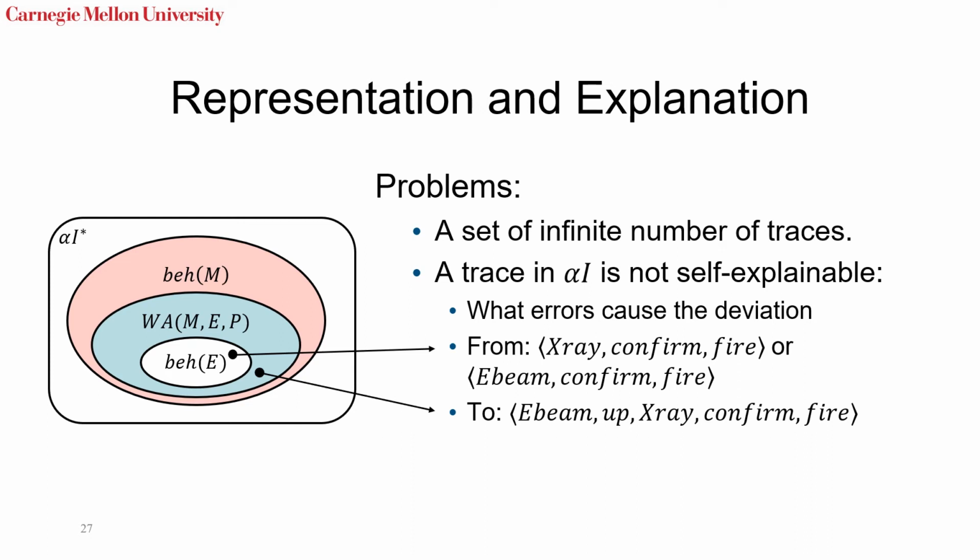For example, what mistakes of the operator can result in a trace like E-beam, up, X-ray, confirm, and fire. We believe that knowing such a trace over the alphabet of the interface is not enough. Developers are more interested in what are the errors the system is robust against.